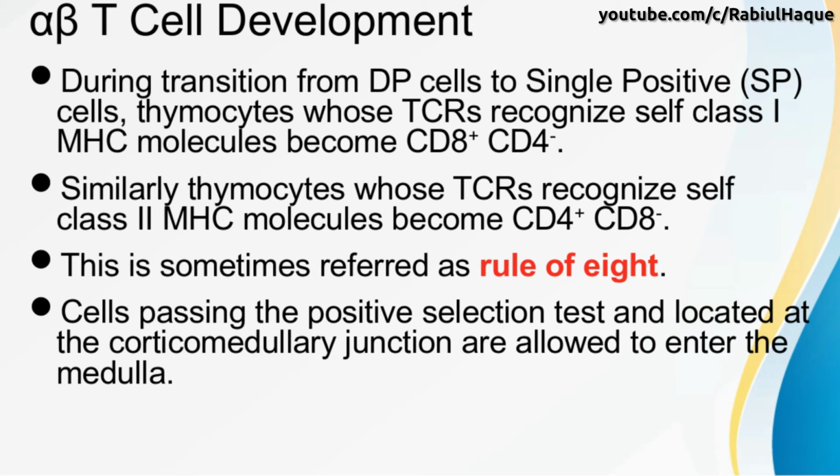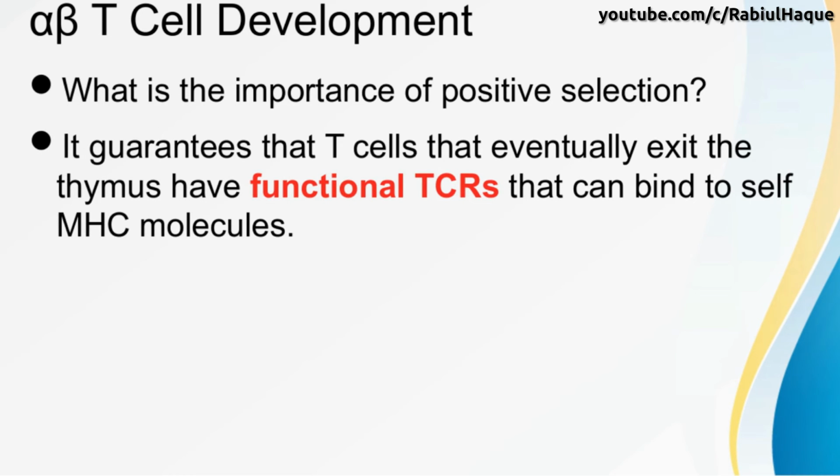Cells passing the positive selection test and located at the corticomedullary junction are allowed to enter the medulla. So, what is the importance of positive selection test?